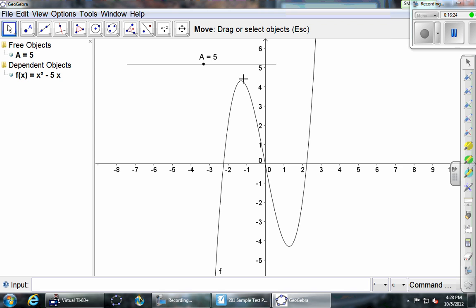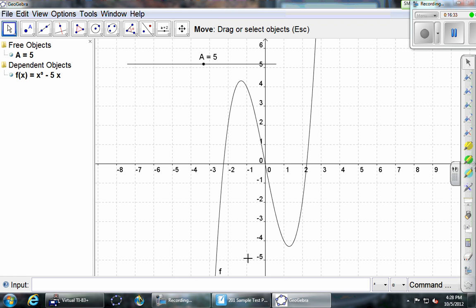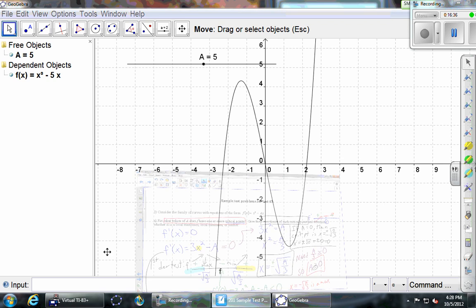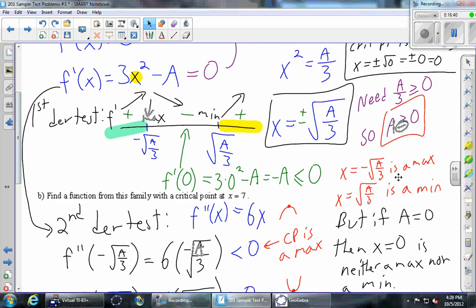So at a equals 5, we've got 2 critical points, at x equals something and x equals something. Let's get the grid turned on here. So inside of view, you can turn the grid on. And let's see if this agrees with what we had predicted. So we said the critical points were going to happen at the square root of a over 3. Okay, so let's see if we can plug a nice number in there. For example, if we plug in a is 3, then what's the value of this thing? So if a is 3, then that's the square root of 3 over 3, which is the square root of 1, which is 1. Okay, that's a nice number.